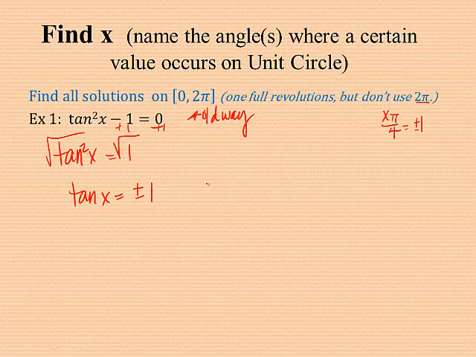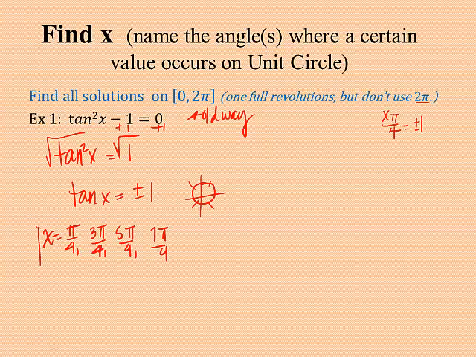Since it's positive and negative, you have to give that angle from all 4 quadrants that has the tangent of 1. So that would mean that x is pi over 4 from the first quadrant, 3 pi over 4 from the second, 5 pi over 4 from the third, and then 7 pi over 4 from the fourth. Okay, so that's not too different than what you did yesterday. Quite similar, in fact. Let's try another one.